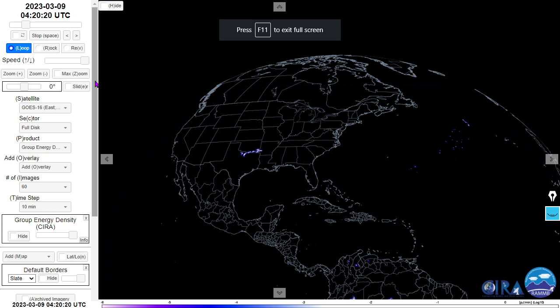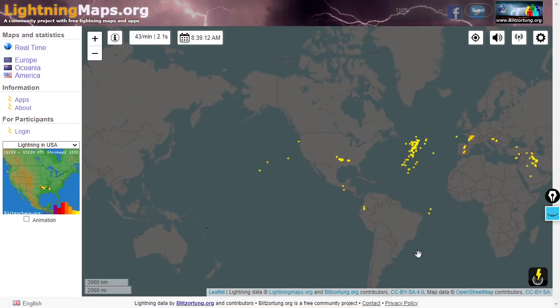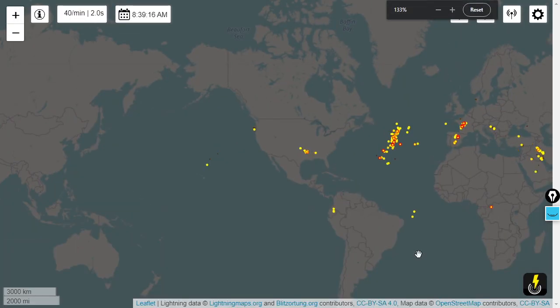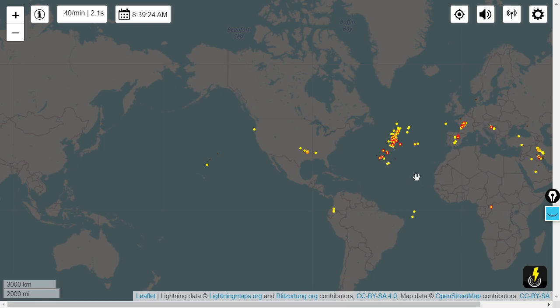Next, our NASA GOES lightning mapper. We've got some significant lightning storms there moving from Texas into Oklahoma and Arkansas in the past about 10 hours. Here's your real-time lightning map from lightningmaps.org. Heavy lightning there in the North Atlantic. Also, some lightning in Spain and France.